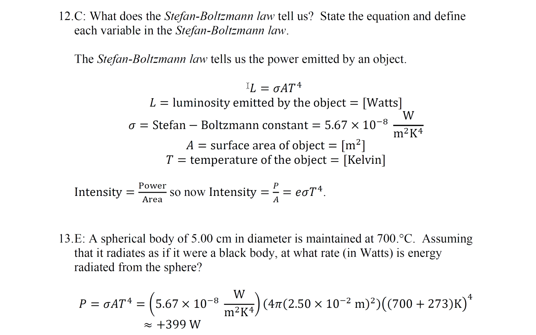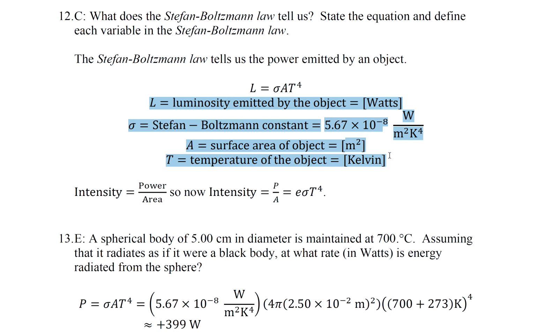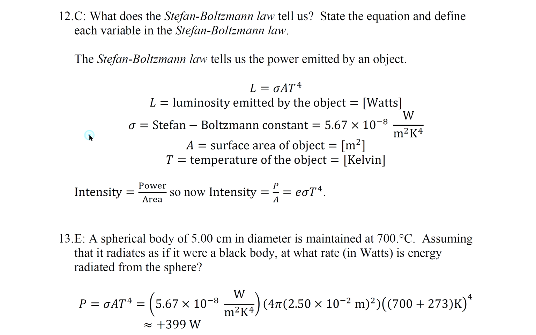So L equals sigma A T to the fourth. L is the luminosity emitted by the object. Sigma is a constant. A is the surface area of the object, and T is the temperature of the object in Kelvin.